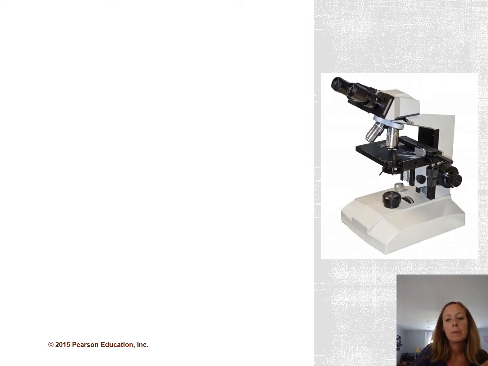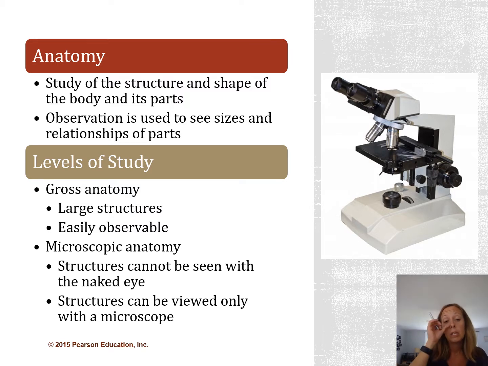So first we have anatomy, which is the study of the structures and shapes of the body and its parts. This is looking at what our body looks like. It can cover different levels, but it's about what our body looks like, not necessarily what our body does. We're going to use observations to see the size and the relationships of the different parts of our body. There are different levels of study when you're looking at anatomy.